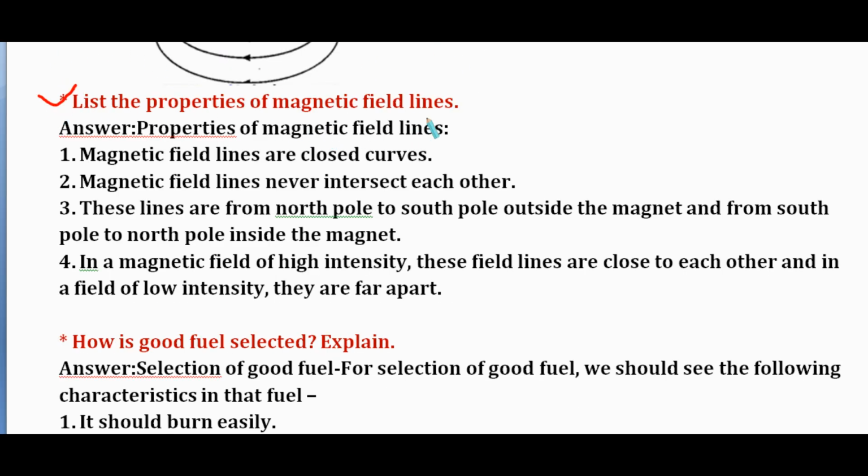Next question, list the properties of magnetic field lines. Properties of magnetic field lines are: magnetic field lines are closed curves. Magnetic field lines never intersect each other. These lines are from North Pole to South Pole outside the magnet and from South Pole to North Pole inside the magnet. Fourth, in a magnetic field of high intensity, these field lines are close to each other, and in a field of low intensity, they are far apart.